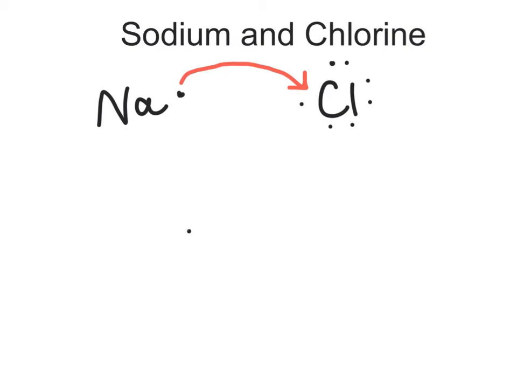Okay, and that gives us the formula NaCl. We know that we're done because we've gotten rid of all of the electrons around sodium. And if we count the electrons around chlorine, we now have 8 total electrons around the chlorine.